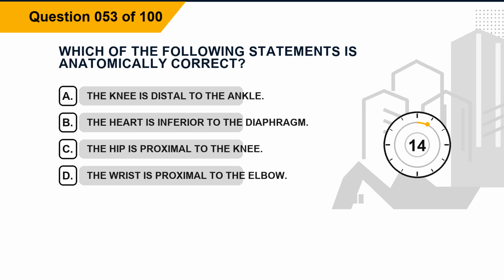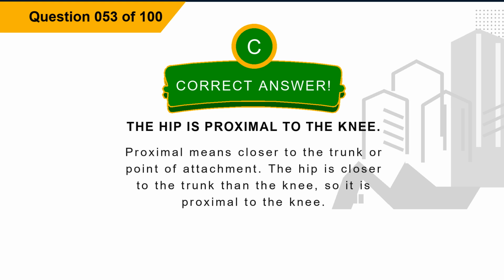Question 53. Which of the following statements is anatomically correct? Option A. The knee is distal to the ankle. Option B. The heart is inferior to the diaphragm. Option C. The hip is proximal to the knee. Option D. The wrist is proximal to the elbow. The correct answer is option C. The hip is proximal to the knee. Explanation. Proximal means closer to the trunk or point of attachment. The hip is closer to the trunk than the knee, so it is proximal to the knee.